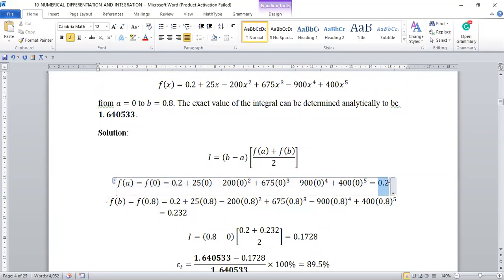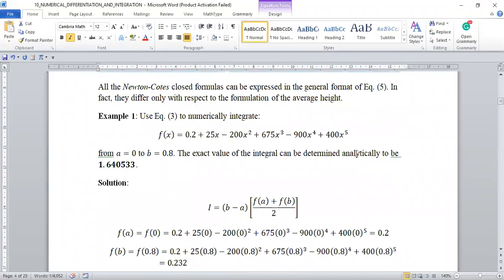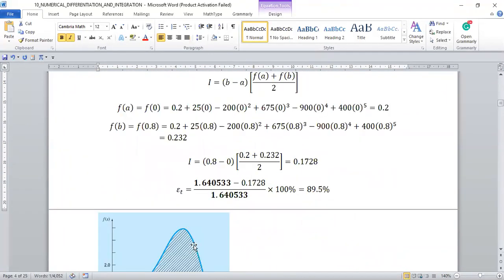We got f of a as 0.2 and f of b as 0.232. We simply put the results into this equation and we got 0.178. Remember that the exact, analytical solution was given to us as 1.64. So we can track the error. This is the result numerical integration gave us, but this is the true solution. The error is very, very large, approximately 90%.